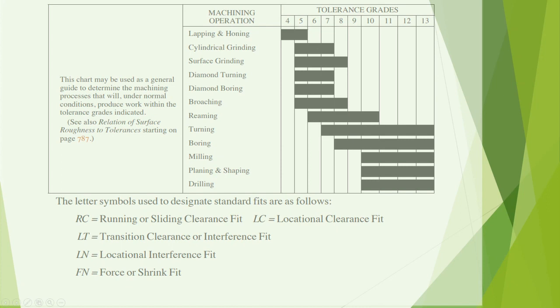For the turning process we could achieve the tolerance grade from 7 to 13, and for the drilling operations we could achieve tolerance grade from 10 to 13. The fits and limits are categorized in this way in the American National Standard B4.1. RC denotes the running and sliding fits, and the locational clearance fits we denote with the symbol LC. Then the transition fits are denoted with LT, the locational interference fits with LN, and force and shrink fits with FN.